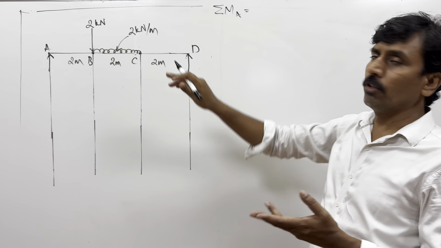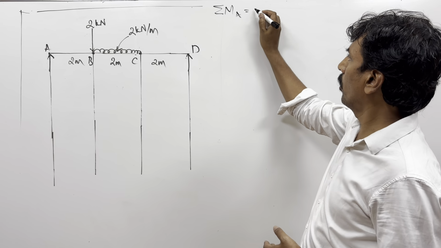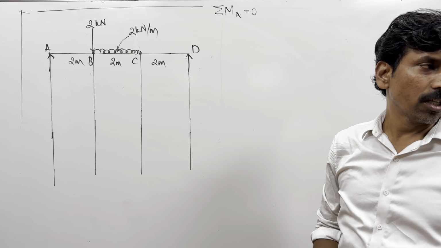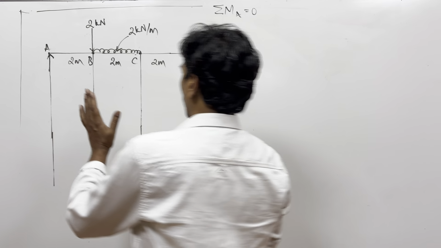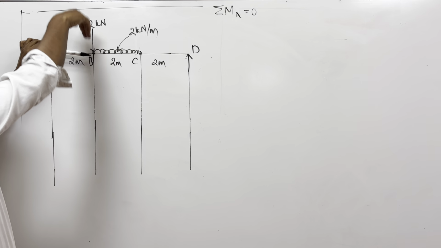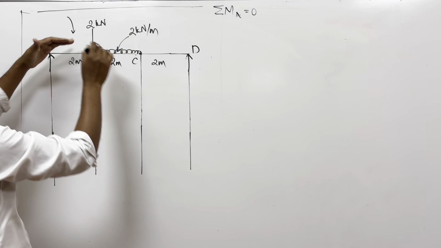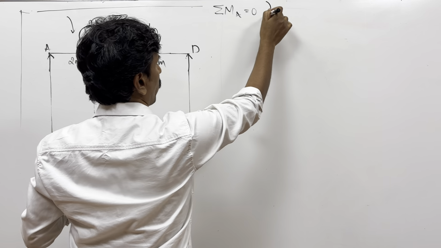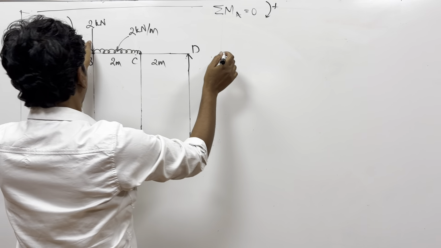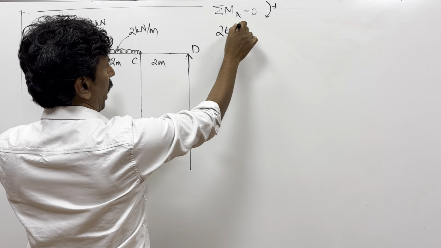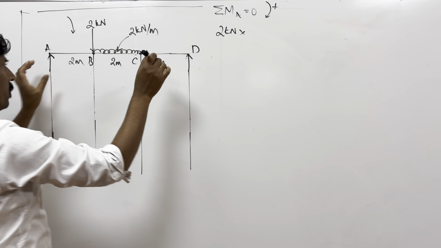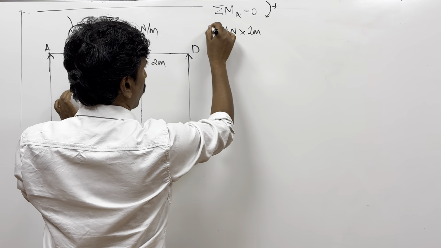I can take any of the points here. Summation of the moments about A is equal to 0. So that means the clockwise moments and the anti-clockwise moments sum to 0. So let us take the clockwise moments as positive. Okay, so clockwise as positive. Here the 2 kilonewton acting at a distance of 2 meters from this A end is positive.